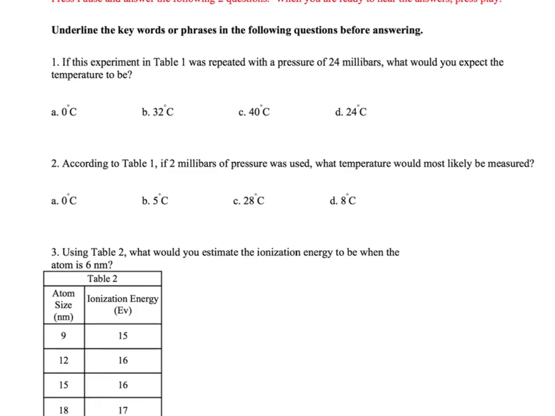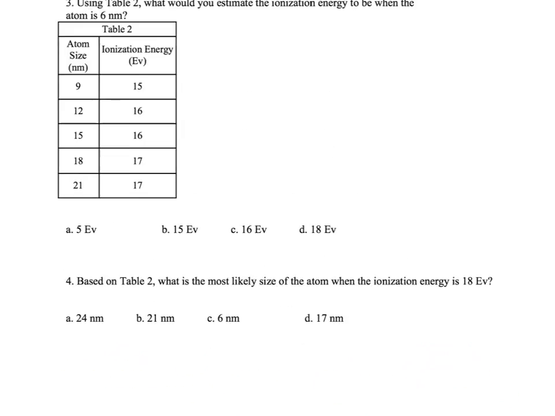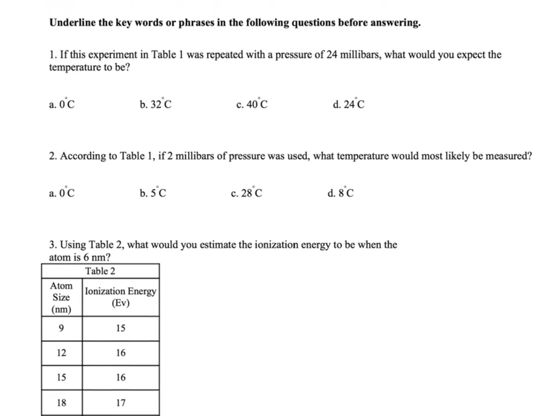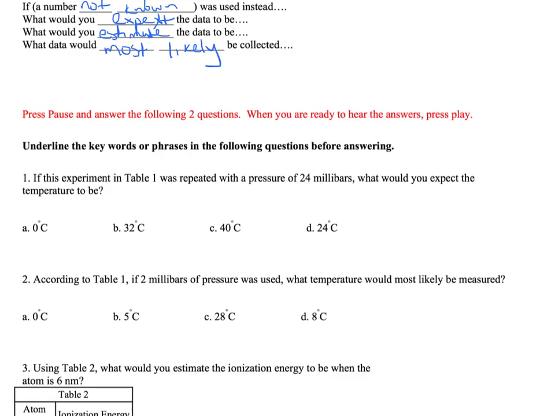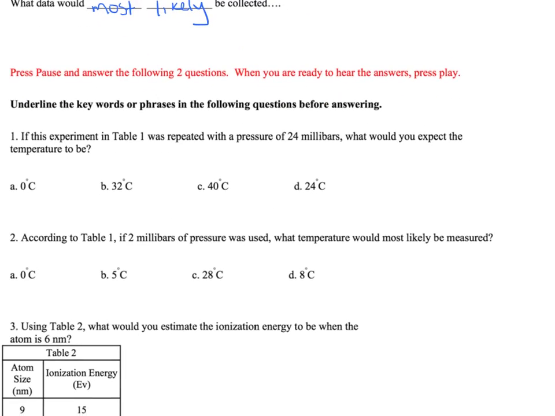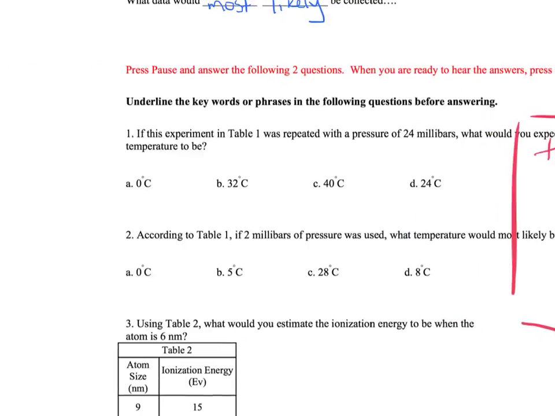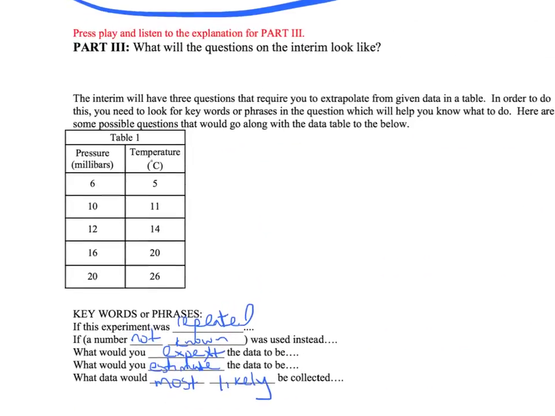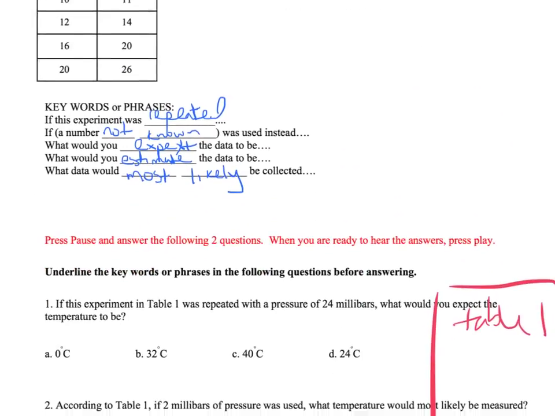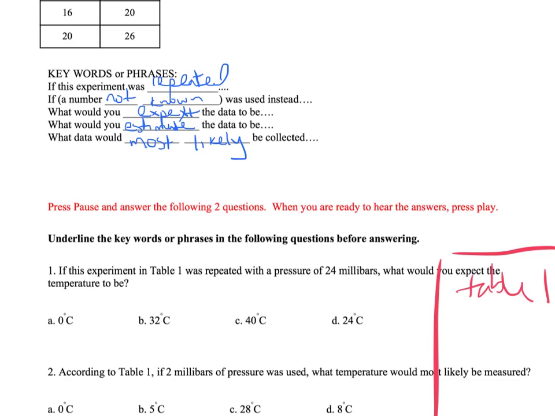All right, I'm going to go through a couple of examples, and then you'll have a chance to try some out on your own. So again, my formatting on the screen is a little bit off. You should have one data table here, that is table 1, and then table number 2 is right below it, where on my screen I have to move back up to the top because for some reason it moved up there. So if this experiment in table 1 was repeated with a pressure of 24 millibars, what would you expect the temperature to be?